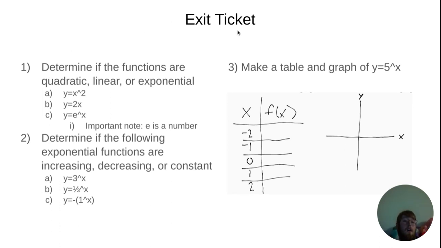And then finally, make a table and a graph of y equals 5 to the power of x. Just go ahead and do x values from -2 to 2 and give that a graph. Plot those points on the graph and do a line of best fit.